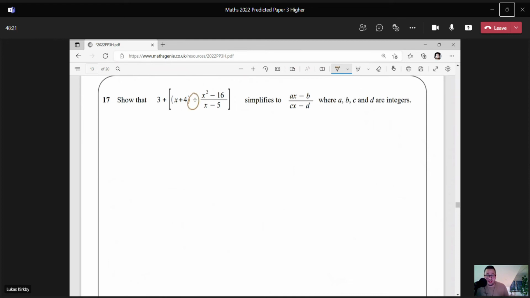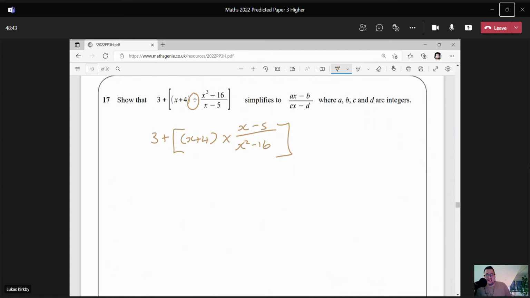Now, I don't want to do that, so let's do the keep, flip, change rule. So we'll keep everything the same. So 3 plus, we've got x plus 4. Now, we keep that the same. We change the divide to a times, and we're going to flip over the fraction. So this is x minus 5 over x squared minus 16.